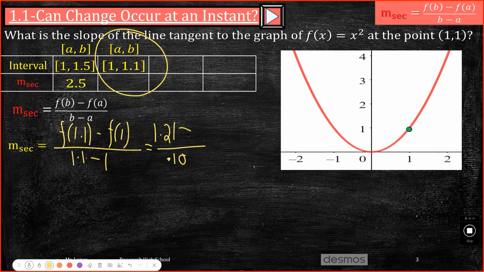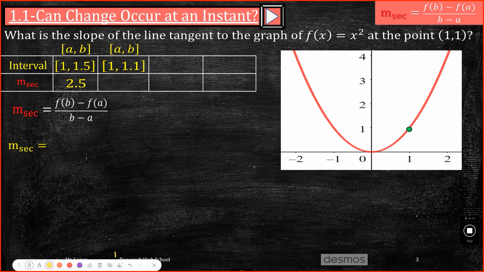Minus f of 1. What's f of 1? 1. So now, what's 1.21 minus 1? 0.21. And what's 0.21 divided by 0.10? It's 2.1. So now that they're closer to each other, this is 1, this is 1.1. The slope of this is rise up 2.1 over 1. We're getting closer and closer to the answer.